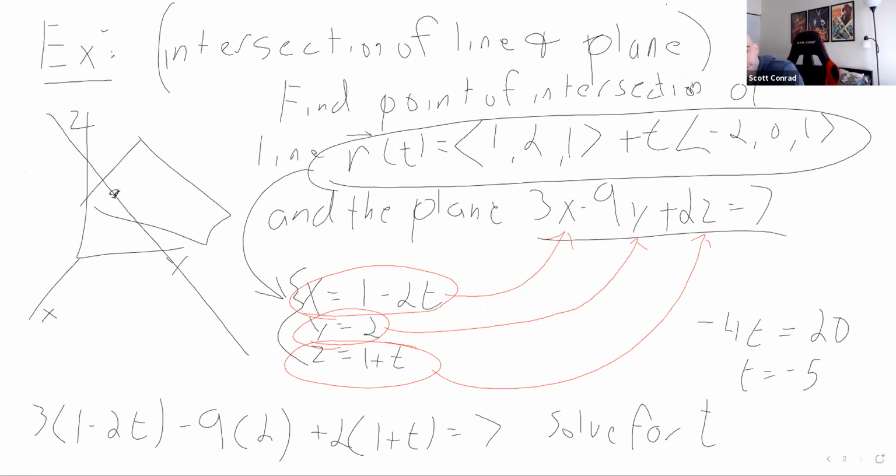So if you think of moving along your line, at time negative 5, that's when our particle hits the plane. But that is not a point, right? So to get the point, we plug in that value of t into our equations to get the x, y, and z coordinates of the point. So when we do that, what point do we get?